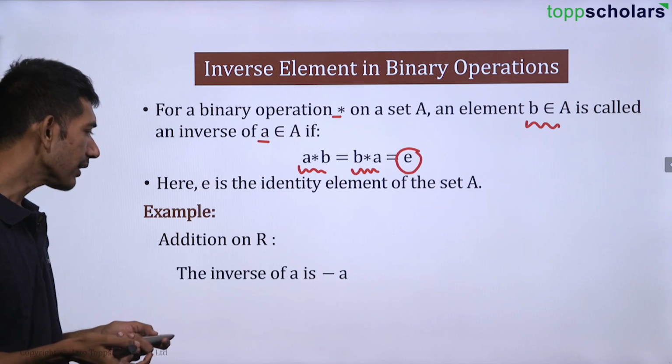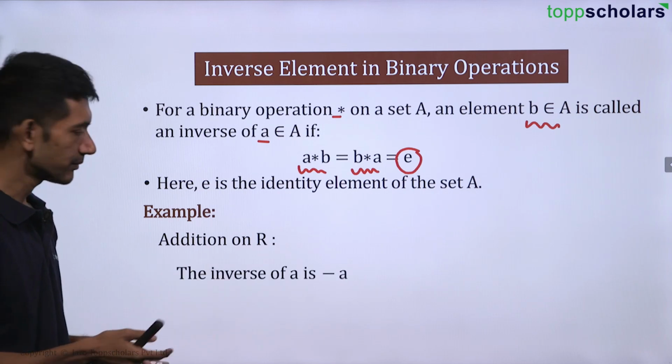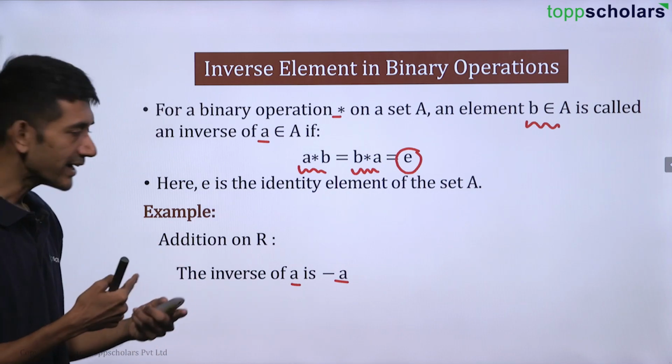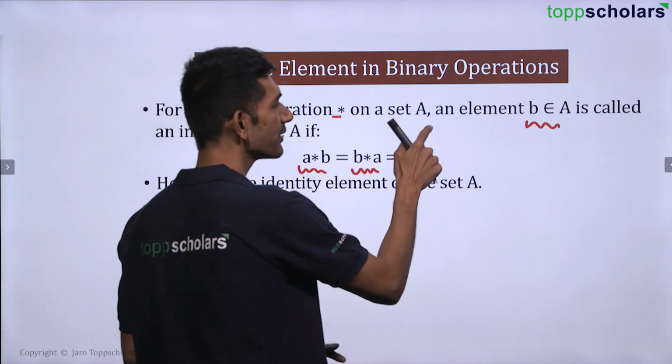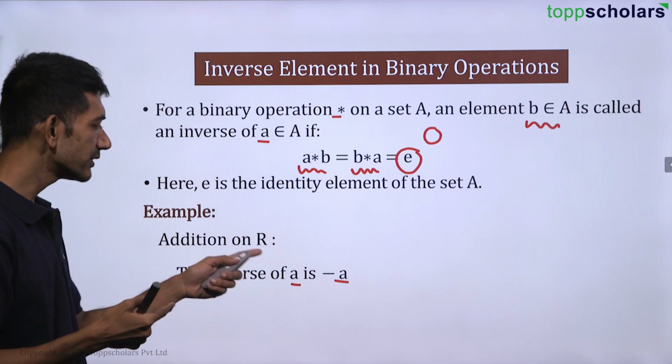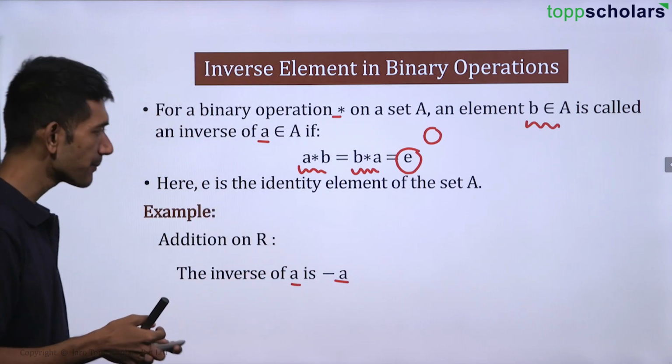So addition on R, the inverse of A is minus A. Because when we talk about addition, our E is 0, isn't it? We saw that in the previous slide. So when are we going to get 0? When we add A and minus A.